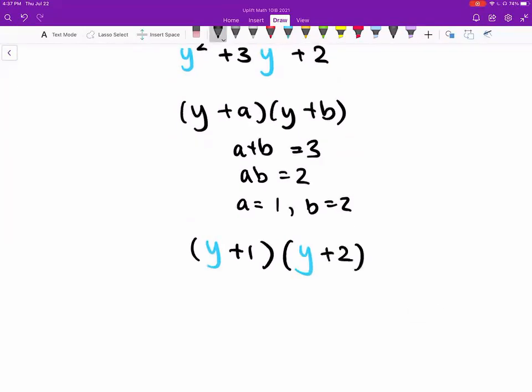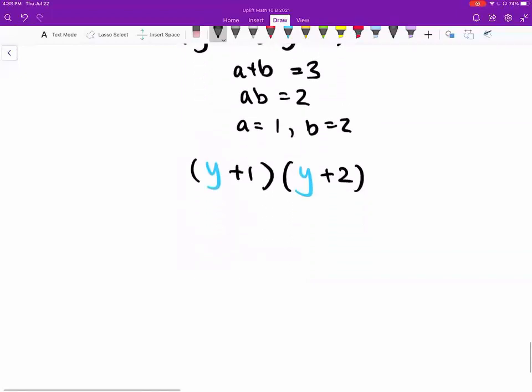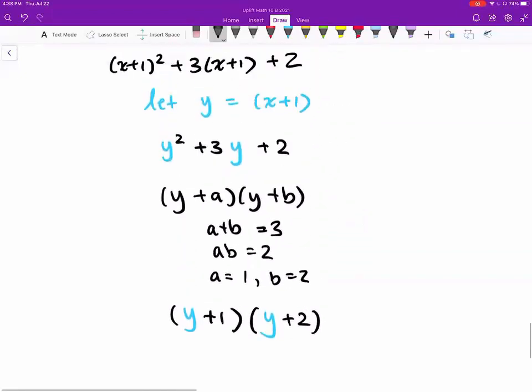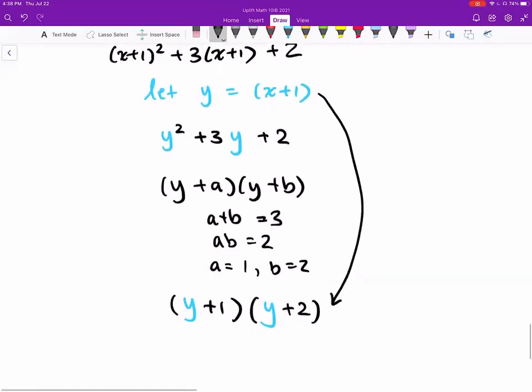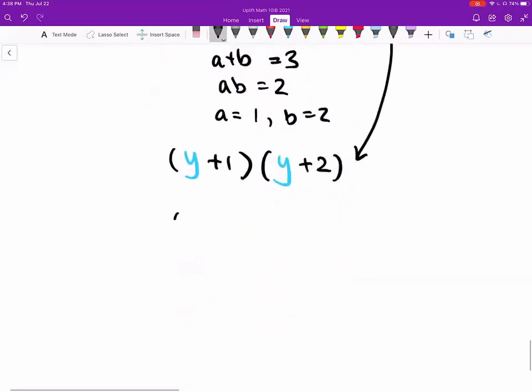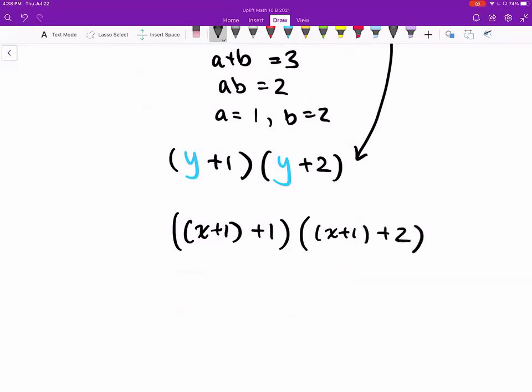And what we do now is put the x plus 1 into wherever y appears. Remember to put x plus 1 in brackets because it's important when you have subtraction signs. So we just put it in. We have bracket x plus 1 plus 1 multiplied by x plus 1 plus 2. And then we just simplify that. In the first one, we get x plus 2. And in the second one, we get x plus 3. And that'll be the factored form.